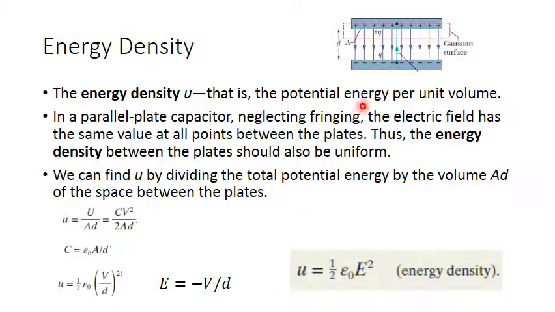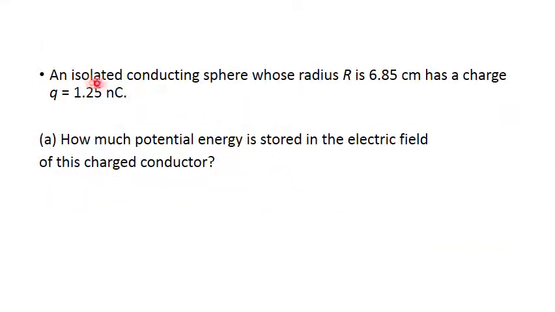The unit of this energy density is the unit of energy per unit of volume, so it is joule per cubic meter. Now, as an example, an isolated conducting sphere whose radius r is 6.8 centimeter has a charge Q equal to 1.25 nanocoulomb. How much potential energy is stored? Here, I'm talking about the total potential energy, capital U, stored in the electric field of this charged conductor. To calculate it, we said that the stored energy can be Q squared over 2C or half C multiplied by V squared.